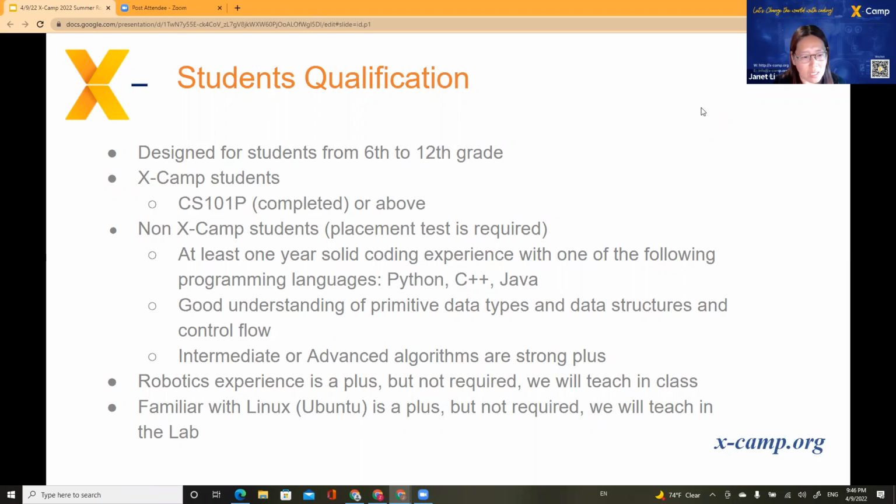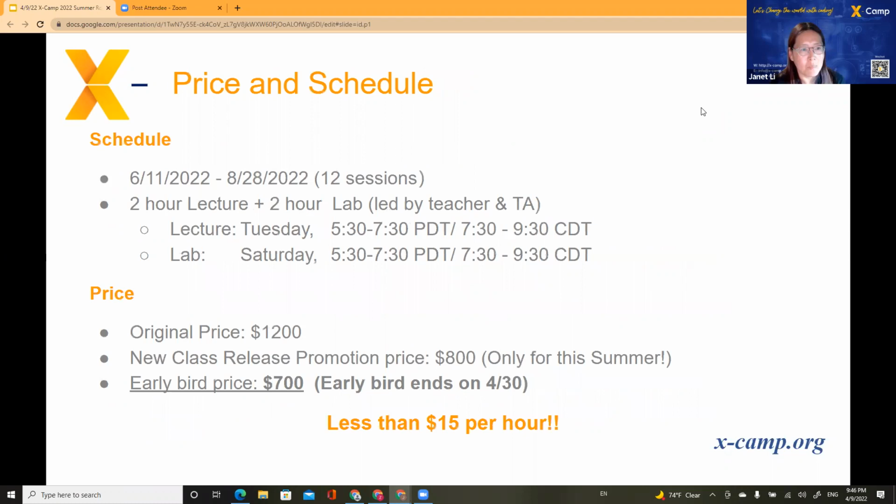That will be taught in the lab. So next is how much the class is and when the class will be held. This is a summer session with 12 sessions, starting in the beginning of June and finishing at the end of August. In those 12 sessions, there are 2 hours of lecture time plus 2 hours of lab. The lab, like Ms. Chen said, will be led by the teacher and the TA.